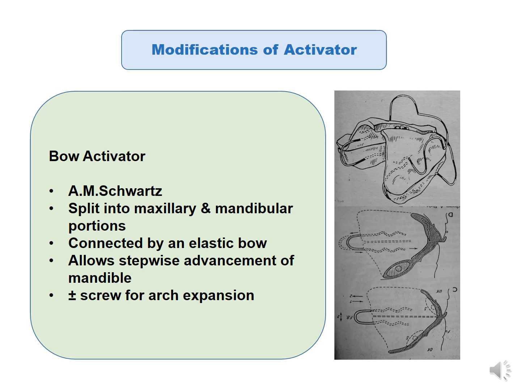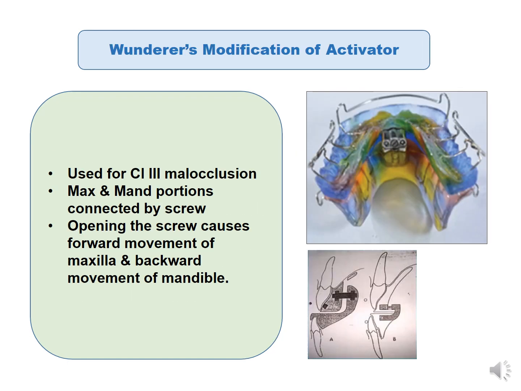Now, the activator can be modified in various ways. One of the modifications is known as a bow activator, which was introduced by Schwarz. Now, it's split into maxillary and mandibular portions and is connected by an elastic bow. The effect of this modification is that it allows a stepwise advancement of the mandible, and a screw can also be incorporated into the appliance for arch expansion.